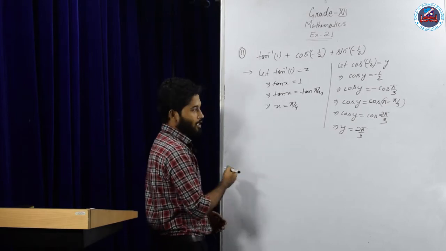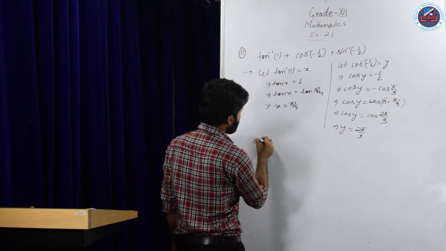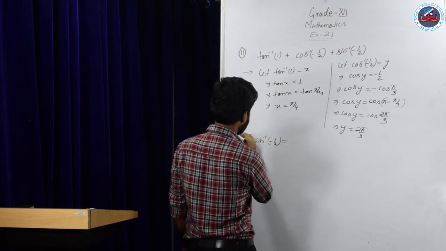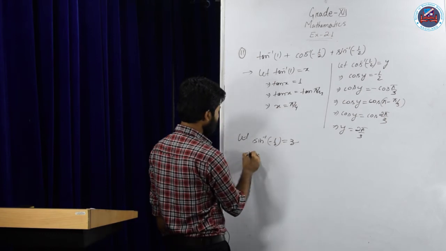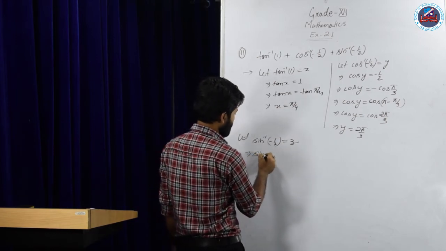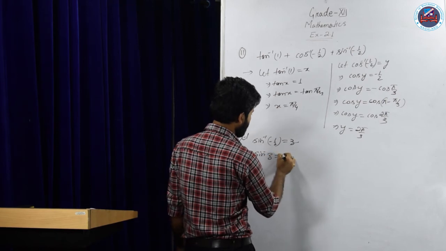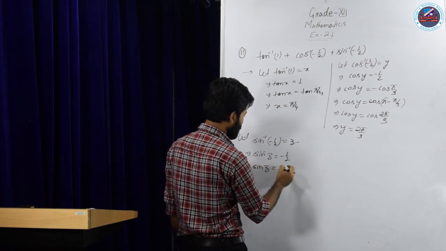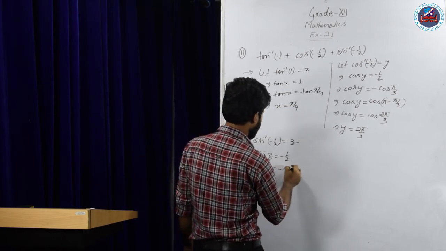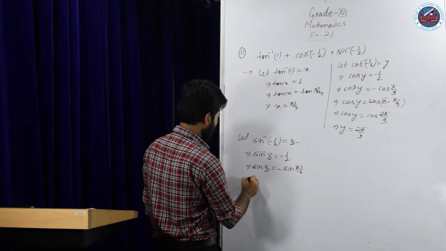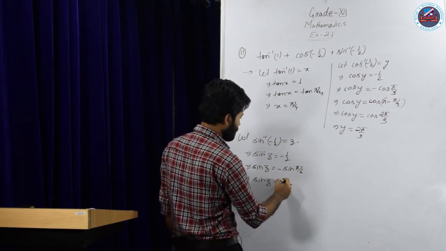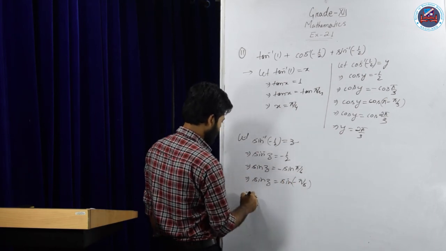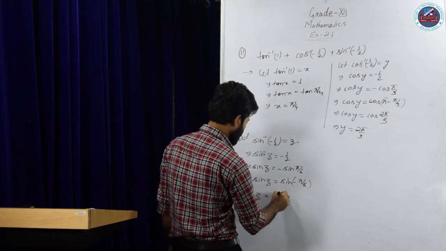Fine. And next, the last one, we have sin inverse of minus 1 by 2, let us take it as z. This implies sin z is equal to minus 1 by 2, and this implies sin z is equal to minus sin pi by 6. And this gives us sin z is equal to sin of minus pi by 6. And this implies I can write z is equal to minus pi by 6.